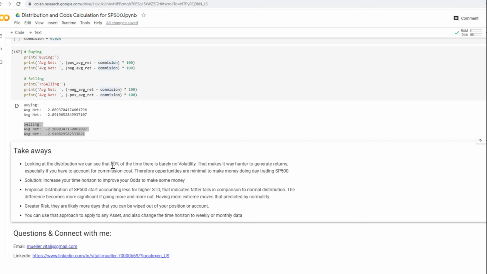Empirical distribution of S&P 500 starts accounting less for higher standard deviation. That indicates fatter tails in comparison to normal distribution. The difference becomes more significant if going more and more out, having more extreme moves than predicted by normality. So that means we have greater risk. There are likely more days that you can be wiped out of your position or account. You can use that approach to apply to any asset and also change the time horizon to weekly or monthly data, as I said before.